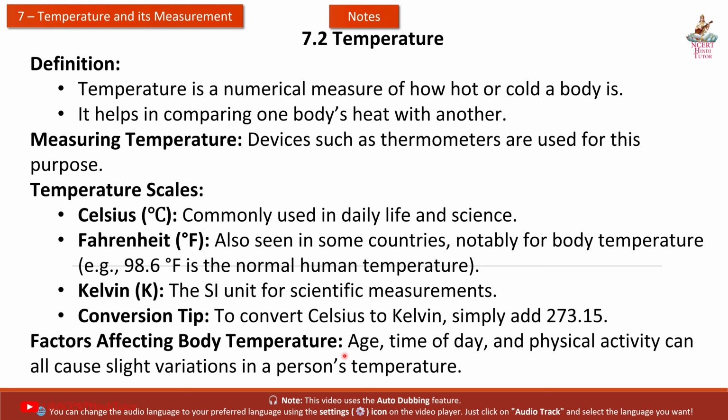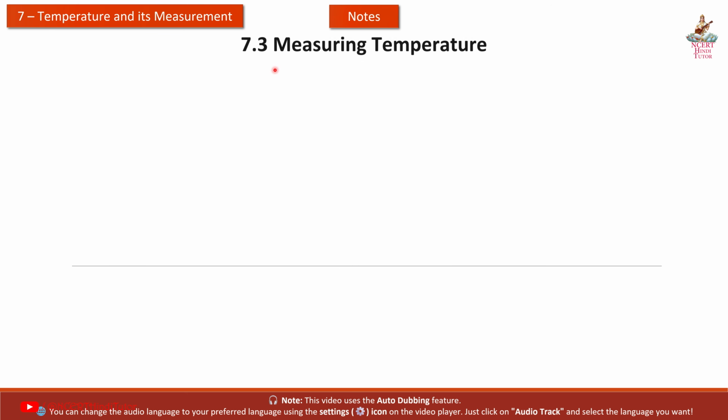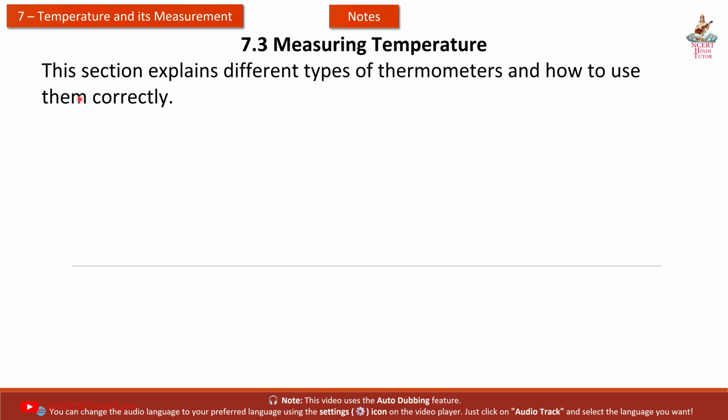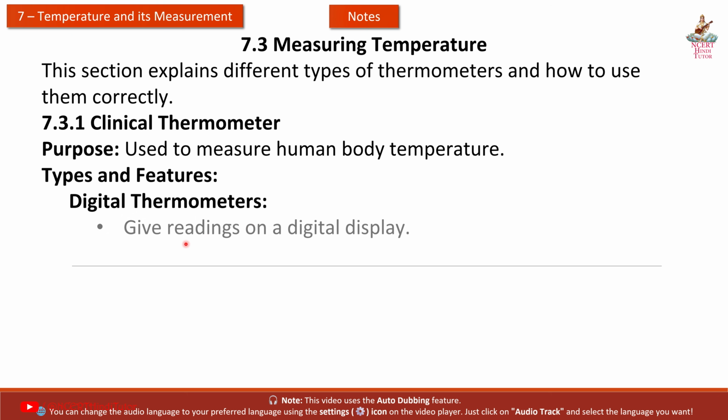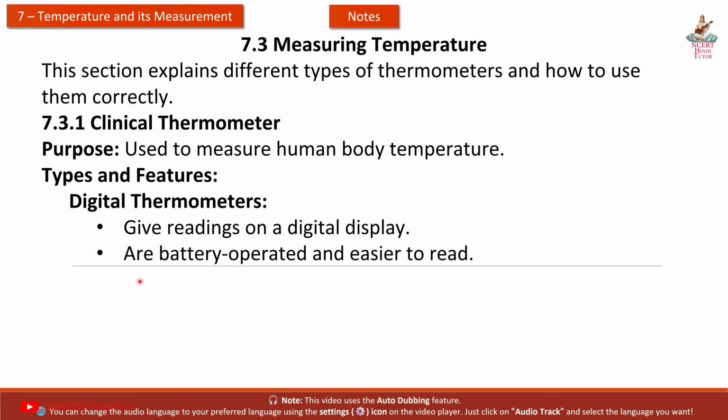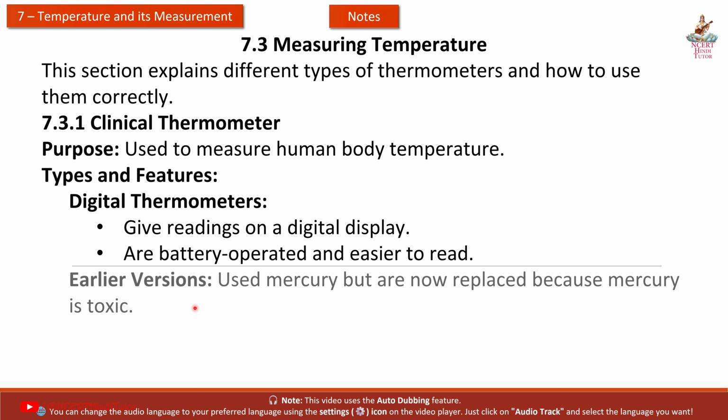Factors affecting body temperature: age, time of day, and physical activity can all cause slight variations in a person's temperature. 7.3 Measuring temperature. This section explains different types of thermometers and how to use them correctly. 7.3.1 Clinical Thermometer. Purpose: used to measure human body temperature. Types and features: digital thermometers give readings on a digital display, are battery operated and easier to read. Earlier versions used mercury but are now replaced because mercury is toxic.